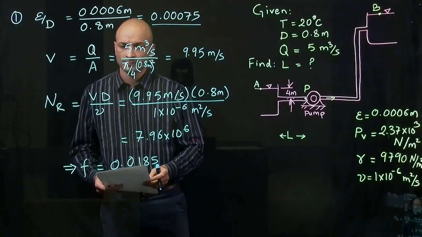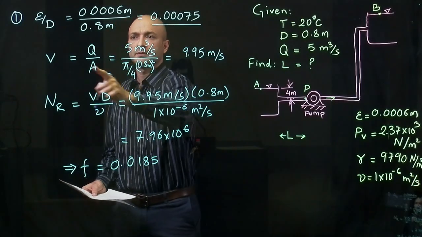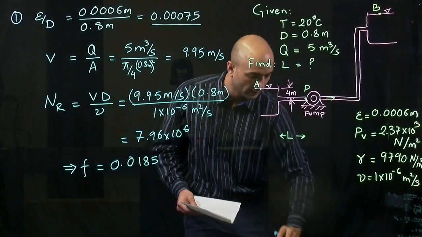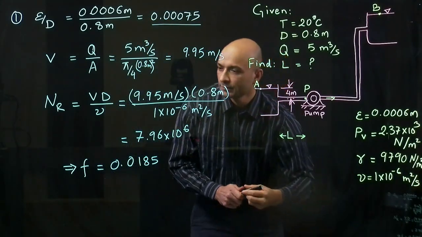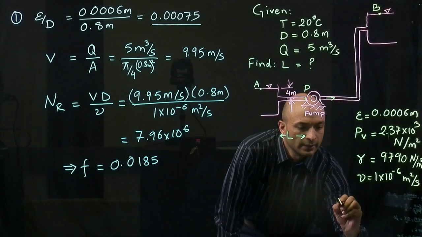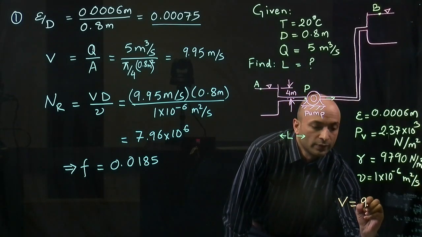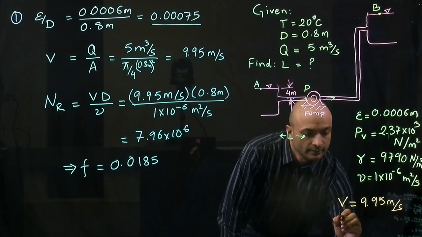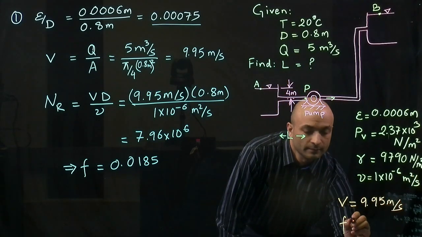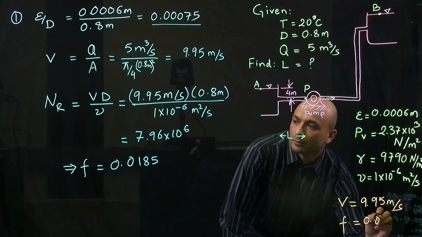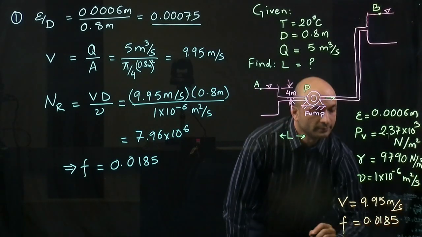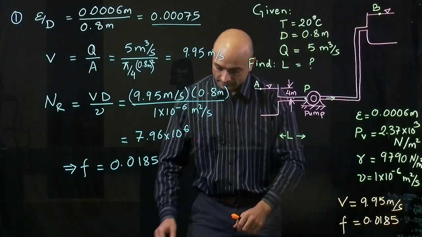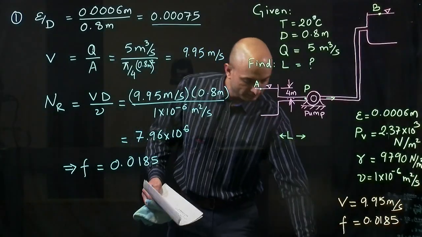So here, a couple of quantities will be useful later, so I'll just add this to this corner. The velocity of 9.95 meter per second, the friction factor 0.0185. This will be useful when we actually do the calculation. Start with the energy equation.